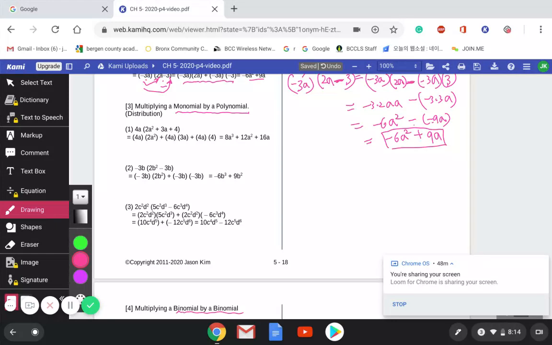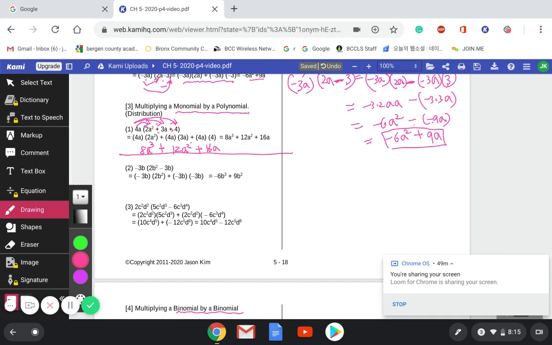How about monomial by polynomial? Again, because you have plus and minus inside of the parentheses, you're going to distribute 4a with 2a squared, plus 4a with 3a, plus 4a with 4. So when you do that, you get 4a times 2a squared, which ends up with 8a cubed, plus 4a times 3a, 12a squared, plus 4a times 4, 16a.